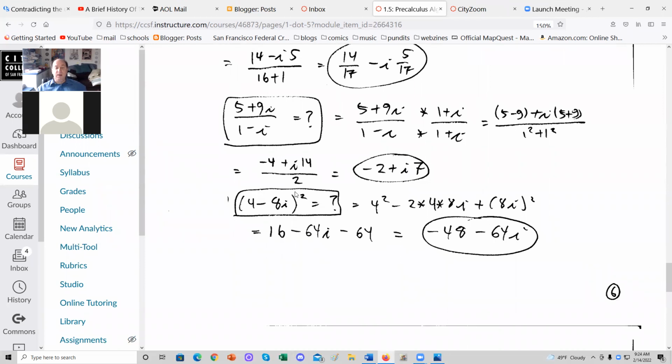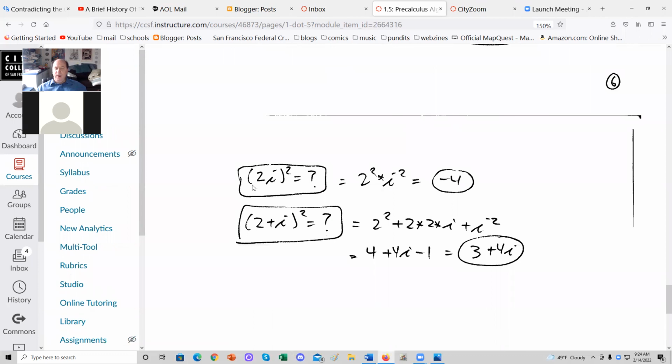Here we have the square of 4 minus 8i. Again, a square of a number is a number times itself. Also, you use the rule a squared minus 2ab plus b squared. All right, churning this out after a bit of work, it's minus 48 plus minus 64i.